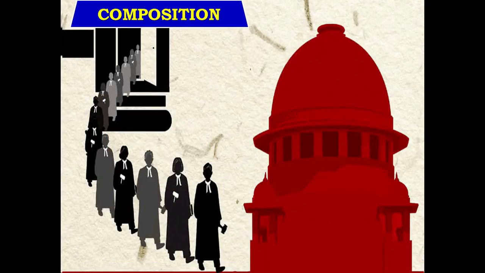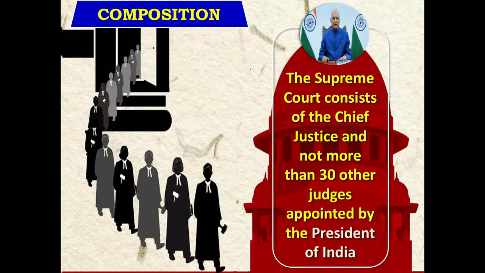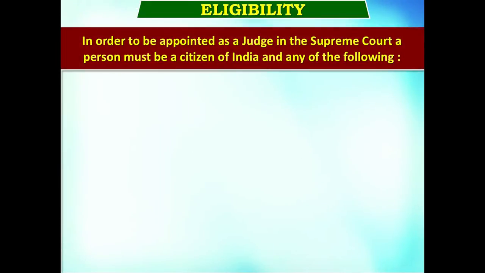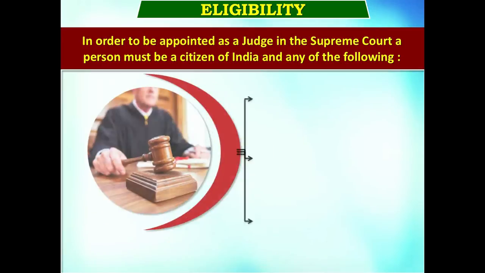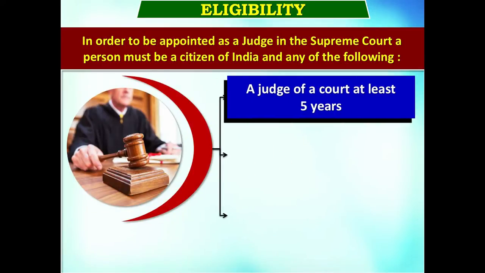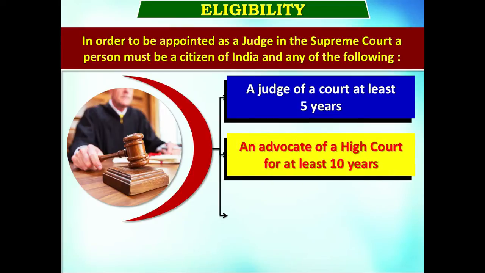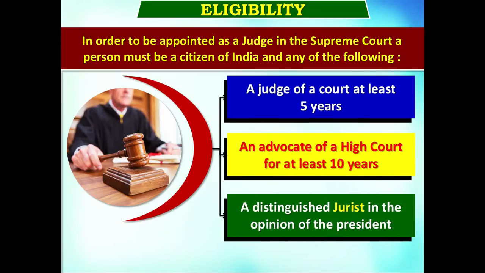And let's see about the composition of the Supreme Court. The Supreme Court consists of the Chief Justice and not more than 30 other judges appointed by the President of India. And let's see about the eligibility. In order to be appointed as a judge in the Supreme Court, a person must be a citizen of India and any of the following: a judge of a high court for at least 5 years, or an advocate of a high court for at least 10 years, or a distinguished jurist in the opinion of the President. So this is the main eligibility criteria of the Supreme Court judge.